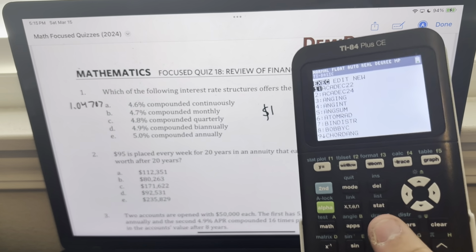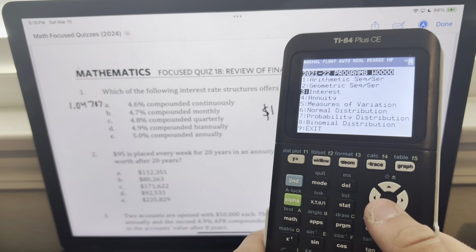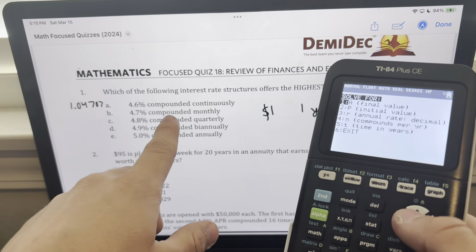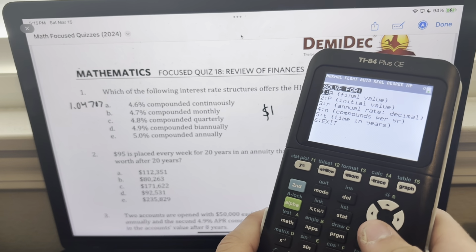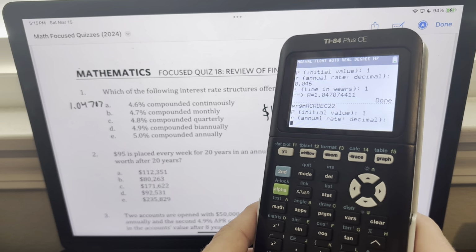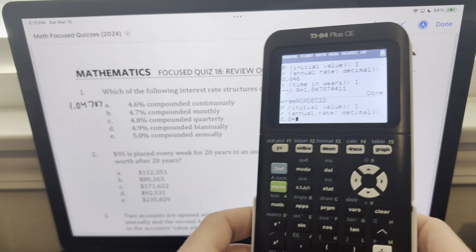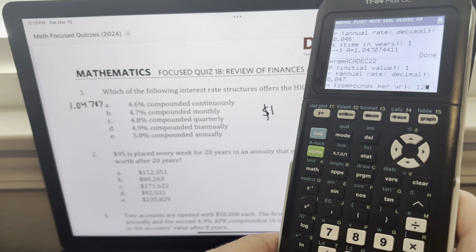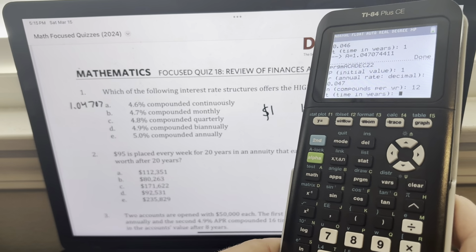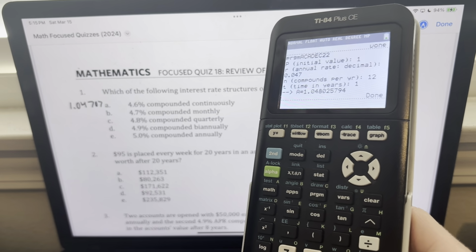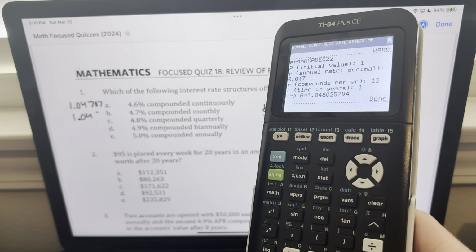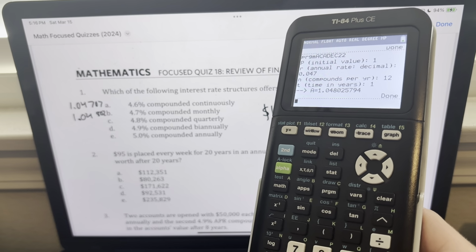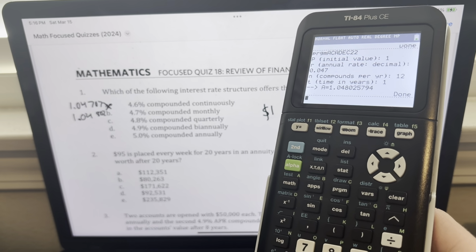So let's write that next to this so that we can be ready to compare against the other amounts. So let's go to program, AcaDec 22, and then we get to do some more interest. We do compound interest this time because it says compounded monthly. And then we get final value. Remember, our initial is 1. Our annual rate is 0.047. Our compounds per year, this is monthly, so there are 12 months in a year, so there are 12 compounds per year. And then the time in years is 1. So we can see this is 1.04802. And so we can see immediately that B is higher, so that eliminates A.